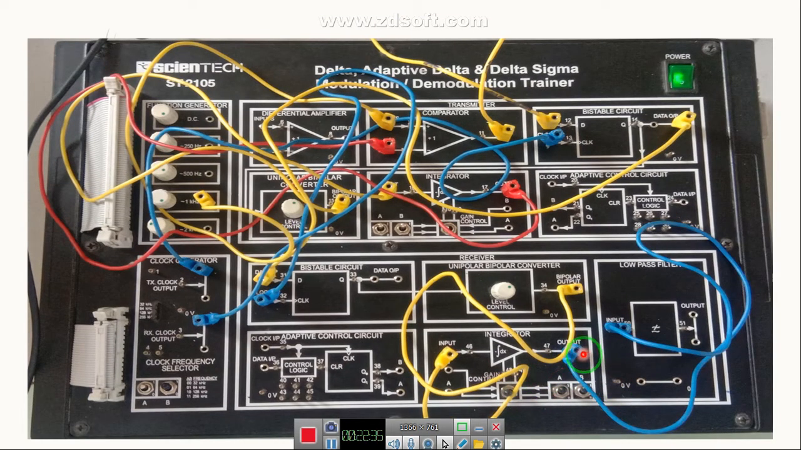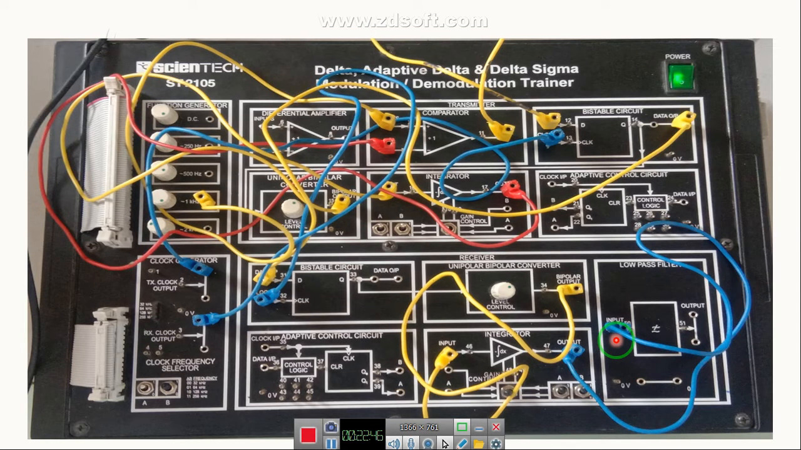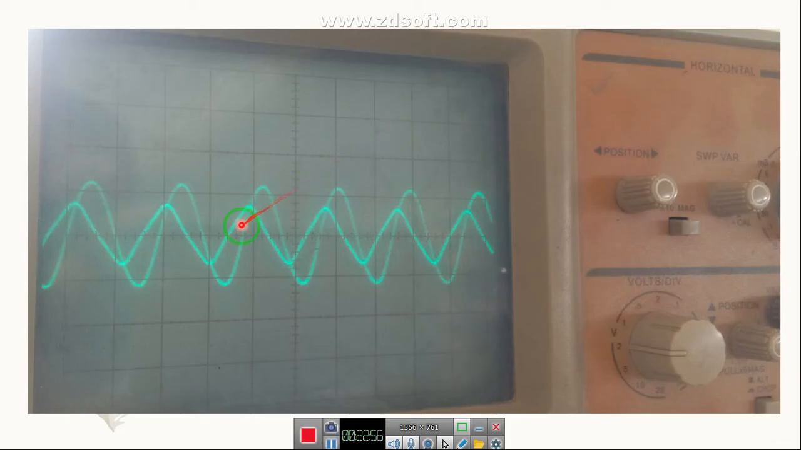Now the output of this integrator is connected to this Butterworth low pass filter, so we have connected that, and we are going to compare the output of this low pass filter, the received signal, with the transmitted signal. So you can observe this waveform, guys. This one is your input wave, the transmitted input analog wave, and this signal is your received signal, that is the output of this low pass filter.